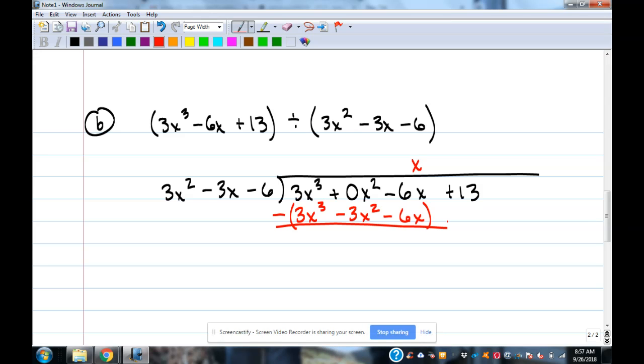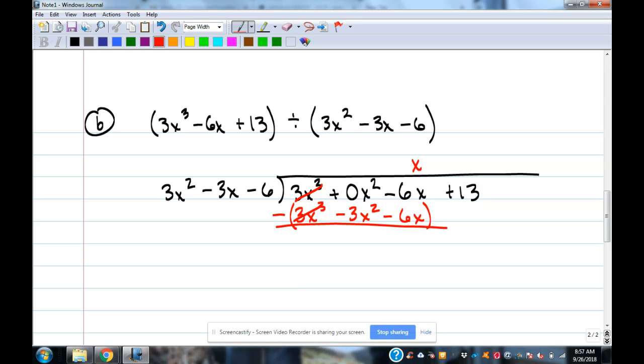All right. What happens to the x cubes? They go away. If those don't go away, something's not right. Okay. Your job is to make those go away. If you're not getting those to cancel out, you don't have the right number up here.